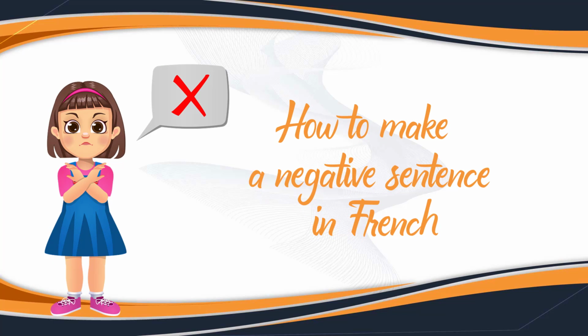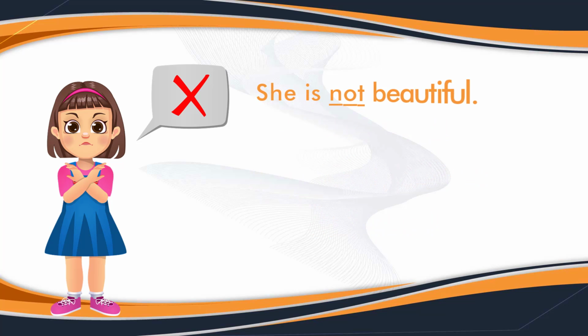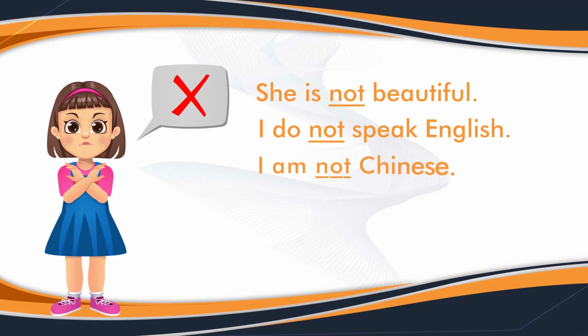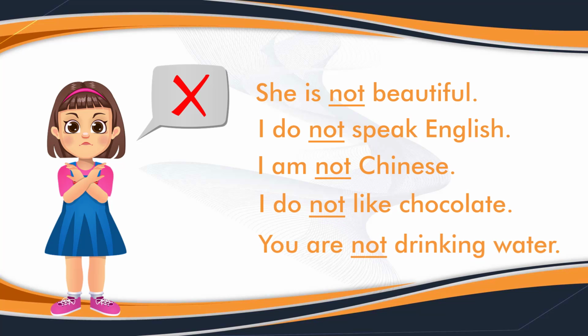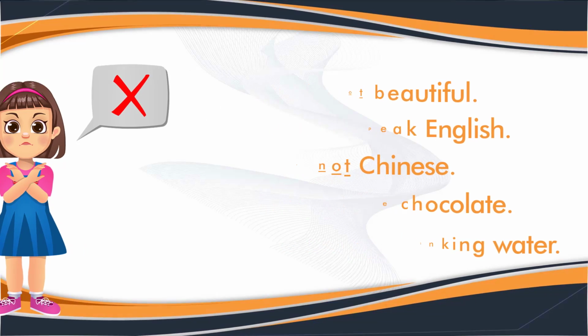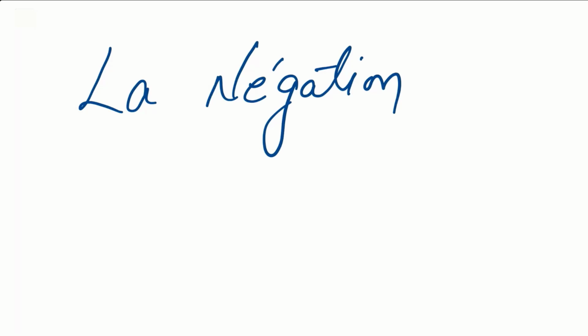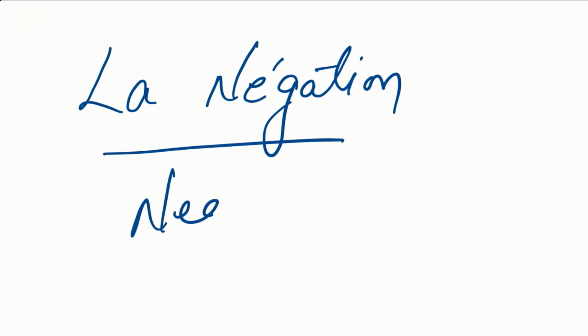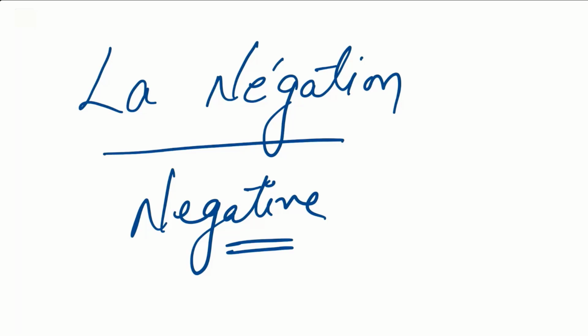For example, if I want to say she is not beautiful, I do not speak English, I am not Chinese, I don't like chocolate, you are not drinking water, and so on. So how do we write all these sentences in French? Today's topic is la négation. La négation means negative. So today we are going to do negative sentences in French.